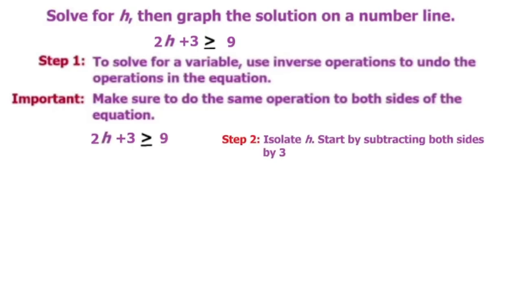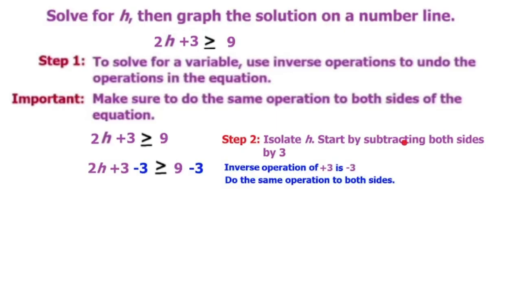So step 2, isolate h. Start by subtracting both sides by 3. So you start with this plus 3. You want to get rid of it, okay? So we have to do minus 3 to both sides. The inverse operation of plus 3 is minus 3, okay? And then do the same operation to both sides. Okay, so let's simplify that. So now we're left with 2h is greater than or equal to 6.